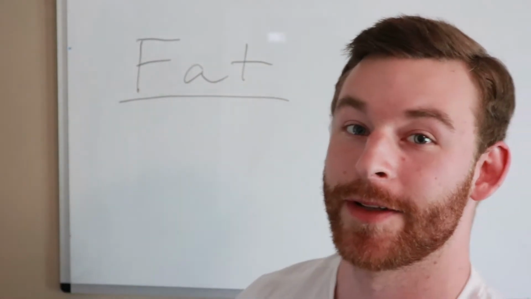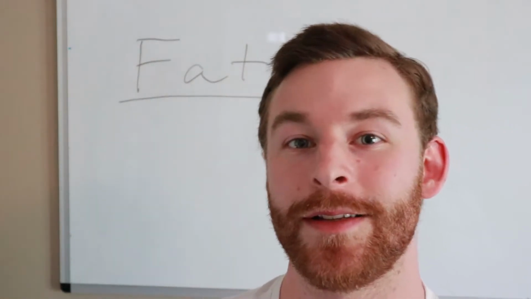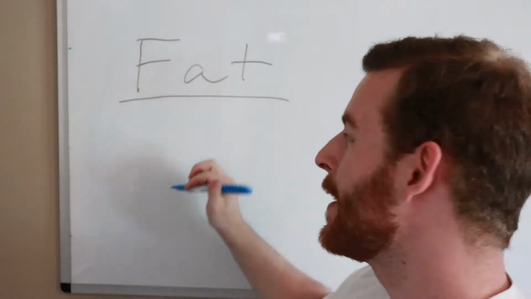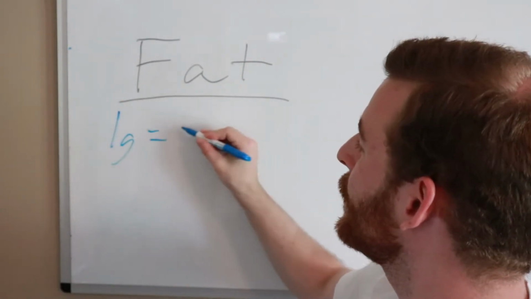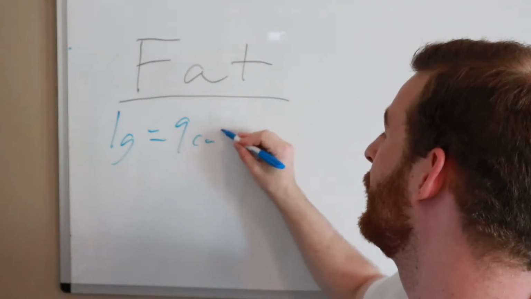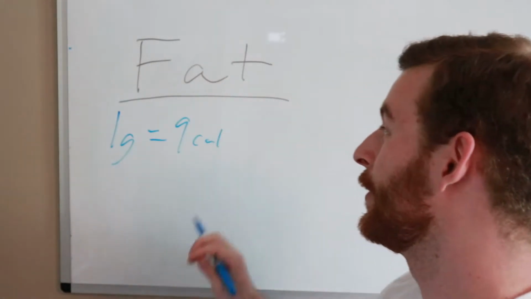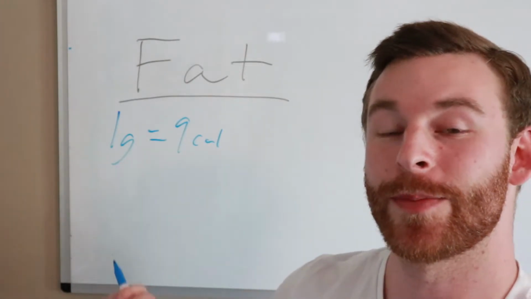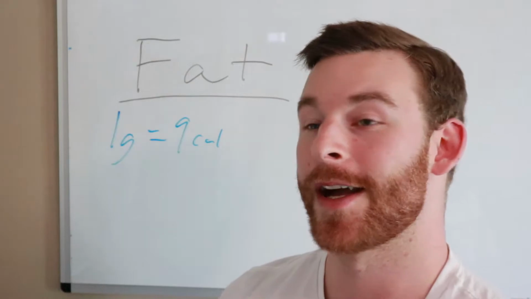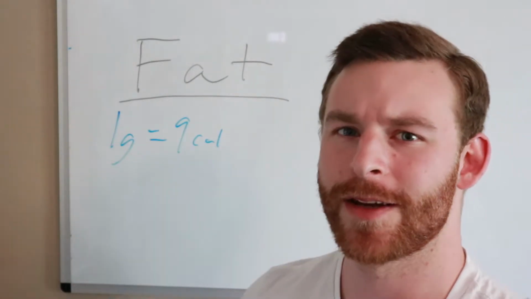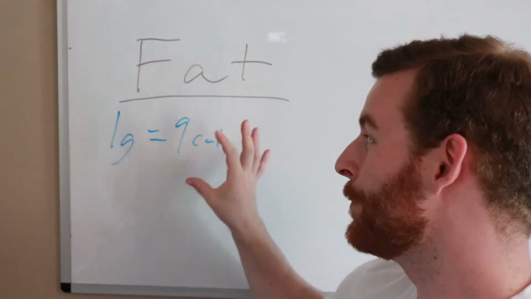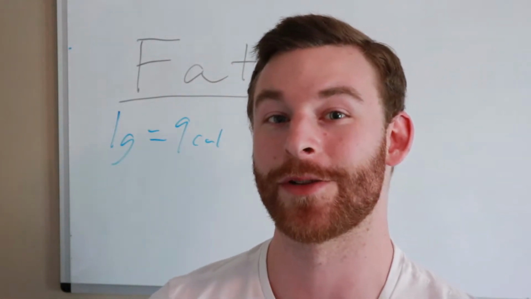So the last macronutrient is fat. Now this one is a lot more calorically dense compared to the other macros, which simply means there's more calories per gram. So 1 gram of fat is equal to 9 calories. So a little more than double that of protein and carbs. So this is one that can easily creep into a diet and make your calorie intake a lot higher than you think, because it may not look like a lot of calories, but it actually is when you know the caloric content.